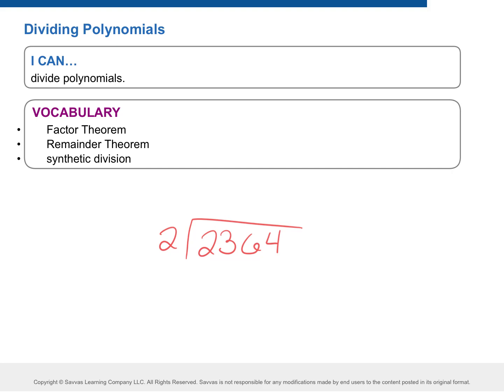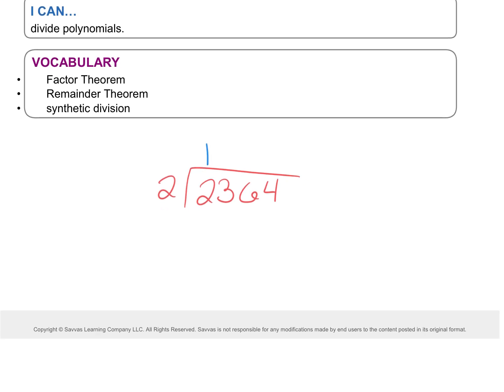Today we're talking about dividing polynomials, but first I want to take you all the way back to elementary school when we were doing long division with numbers. Okay? With long division with numbers, if I'm taking 2,364 divided by 2, I ask myself, how many times can 2 go into 2? 2 goes into 2 one time. So then I take 1 times 2, which is 2, and I subtract that. What's 2 minus 2? 0, and then I bring down the 3.